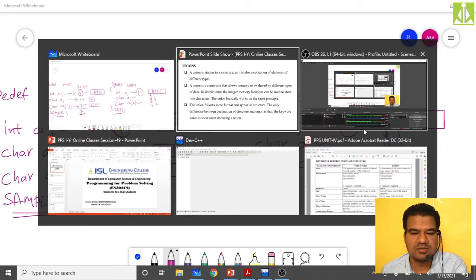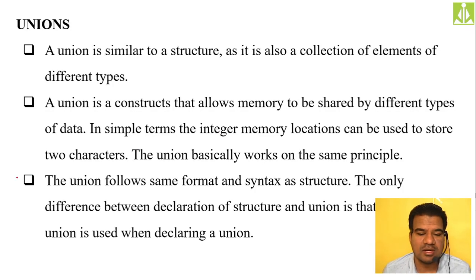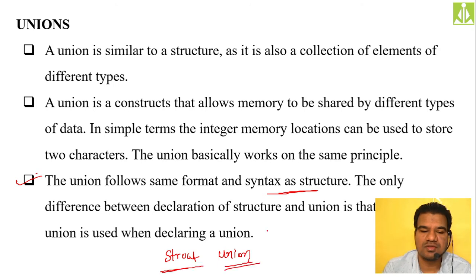So this is our concept. Now quickly, when we see the declaration, I have already shown you the declaration. The union follows the same syntax as structure. The only difference between the declaration of structure and union is the keyword we use to declare it. For structure we use the struct keyword, and for union we use the union keyword. This is the only difference in declaration. The rest of the things in terms of declaration are exactly the same as your structures concept.